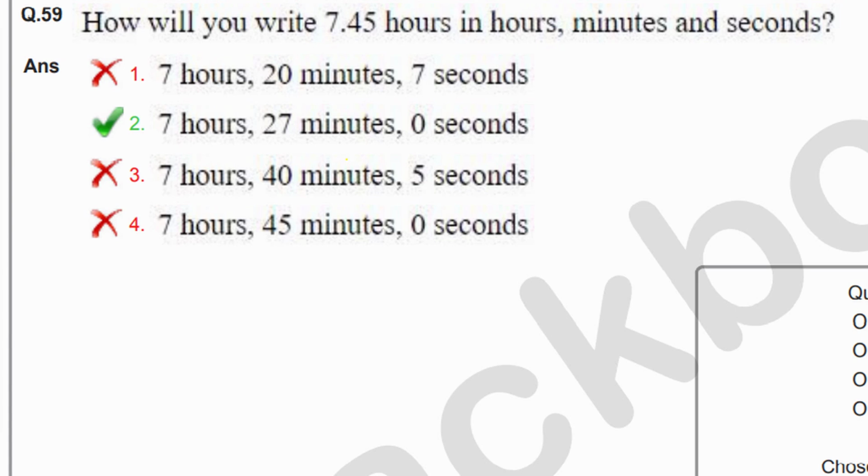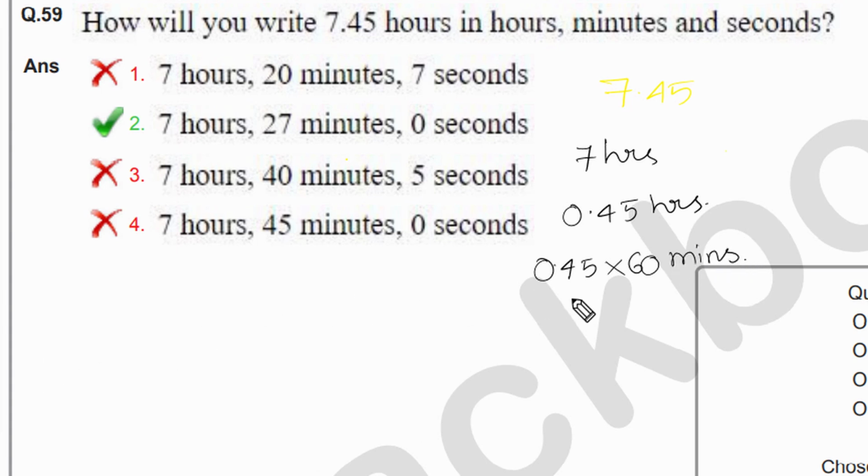Let's try an easy problem which has been repeated many times. They are asking how will you write 7.45 hours in hours, minutes and seconds, okay? So 7 hours is 7 hours, so let's leave that. Now 0.45 hours, how do we convert this into minutes? You just multiply it by 60, right, to get it into minutes. So what do we get? 45 by 100 into 60. Now 6 fives are 30, 2 threes are 6, now 5 nines are 45, now 9 threes are 27 minutes. So 7 hours 27 minutes. That's right.